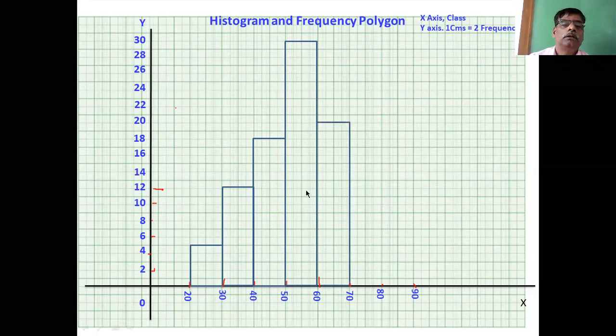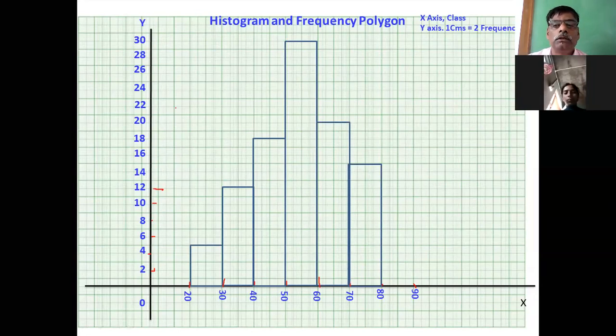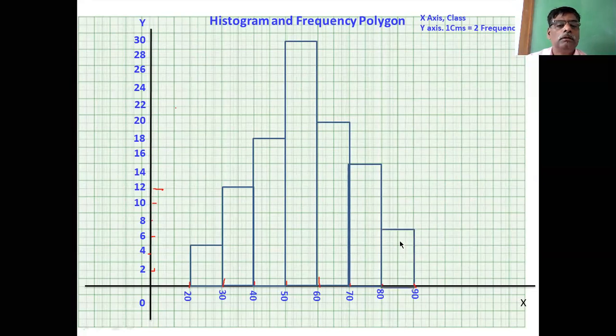Then sixth is 20. 20 is the frequency. You write like this and we'll draw the rectangle. And next is 70 to 80, which is 15. 15 is the frequency. Okay. Then last is 7. In this way, you have to draw the graph. This is called histogram. It is enough. Remember this. If they ask you to draw the histogram, you draw this much.